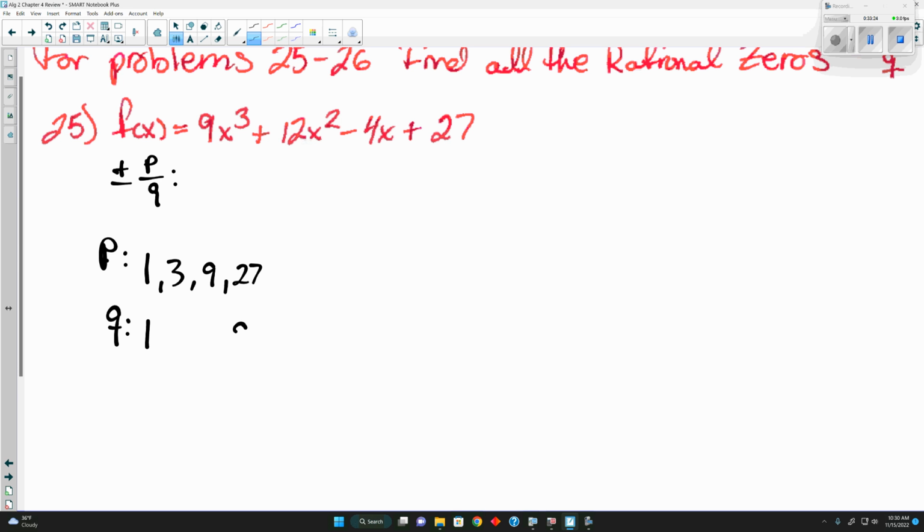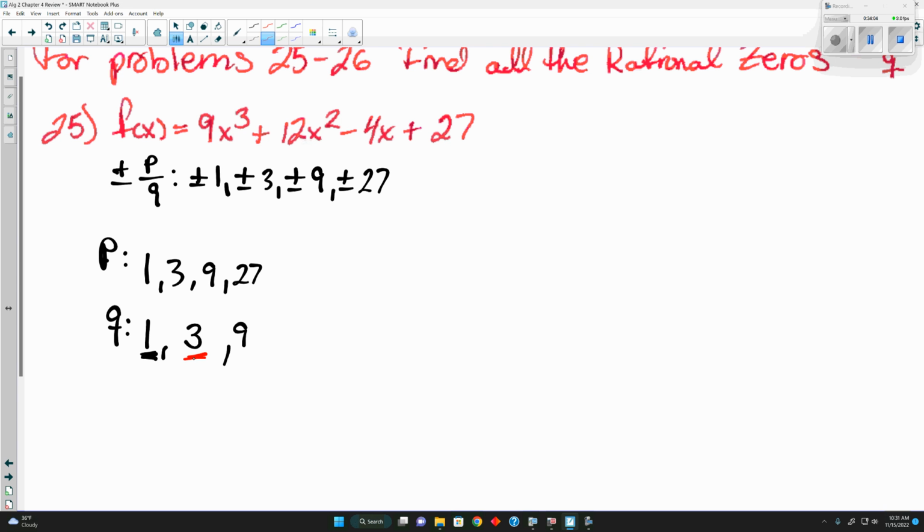Factors of q, so factors of 9. So we have 1 and 9 or 3 and 3. But we're not going to repeat any factors, so we're not going to list 3 twice. We're only going to list it once. Now for this here, we're always going to have all the factors of p as solutions because we do p divided by q. Well, 1 divided by 1 is 1. 3 divided by 1 is 3. 9 divided by 1 is 9, and 27 divided by 1 is 27. So we could go on and list out all the factors of p to take care of the case where q is 1.